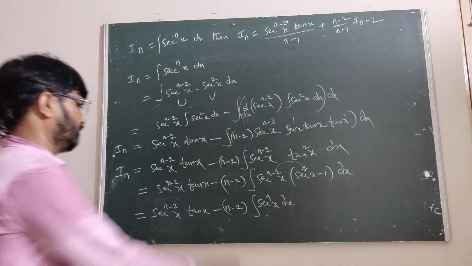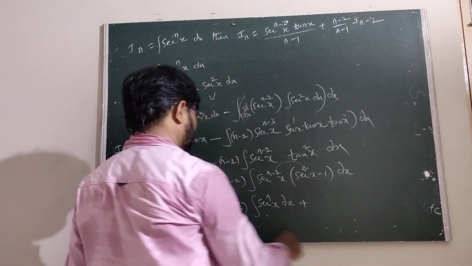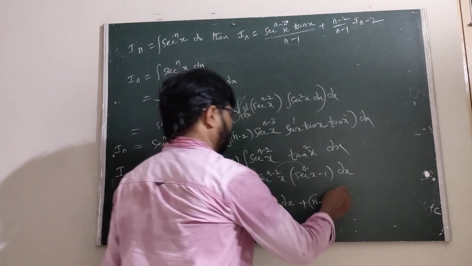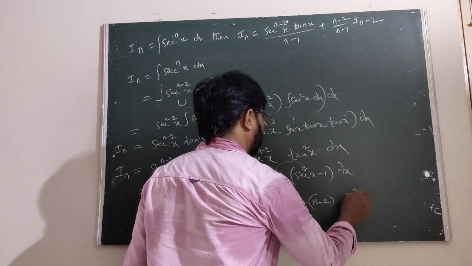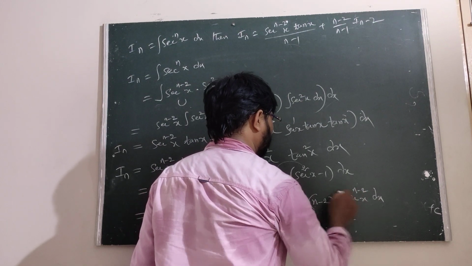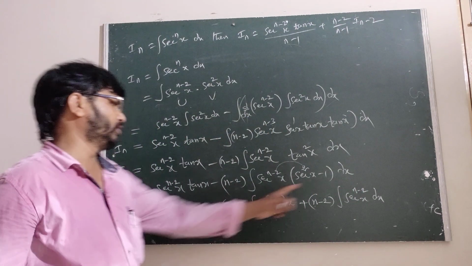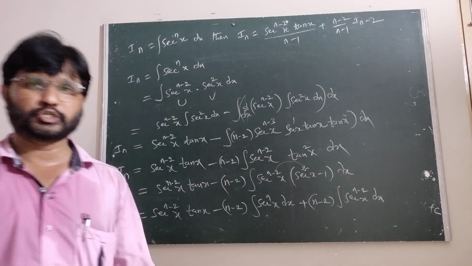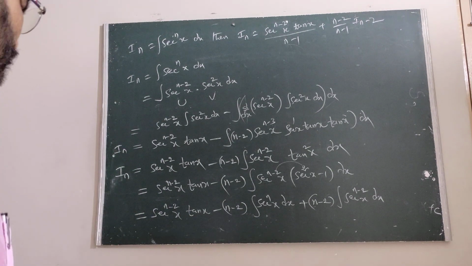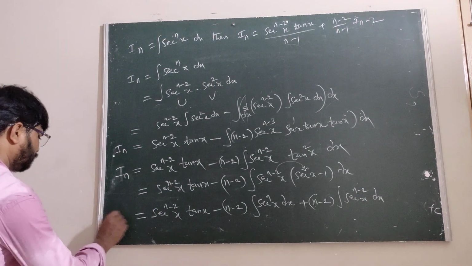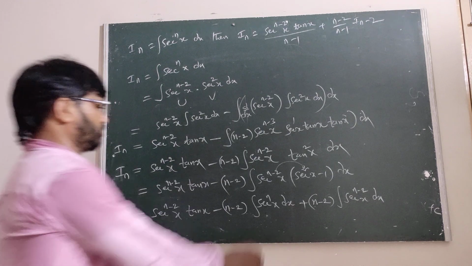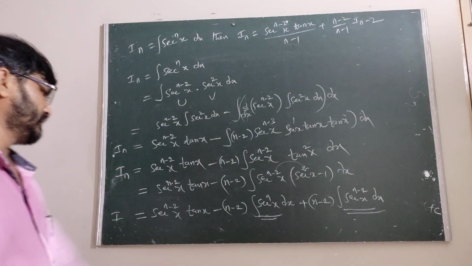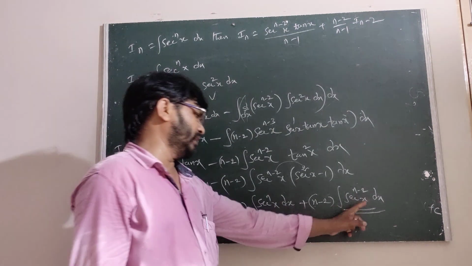The final one: minus into minus is plus. N minus 2 into secant power n minus 2 x into dx. Now this is I n. Therefore, this is also I n. This is I n minus 2.